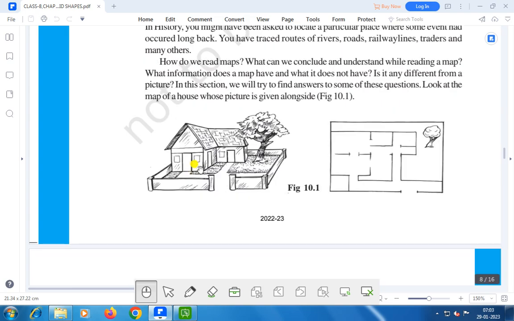How do we read maps? What can we conclude and understand while reading a map? What information does the map have and what does it not have? Is it any different from a picture? In this section, we will try to find answers to some of these questions. Look at the map of a house whose picture is given alongside.